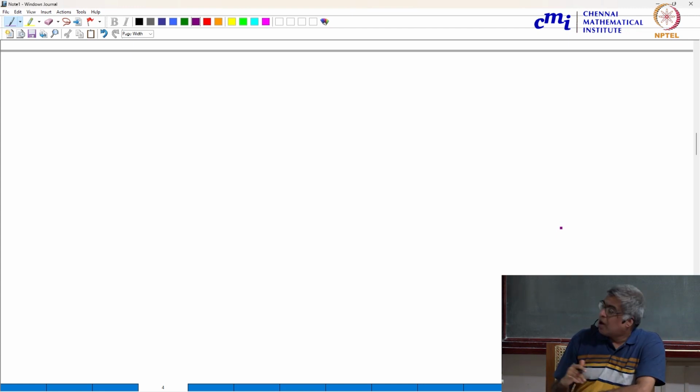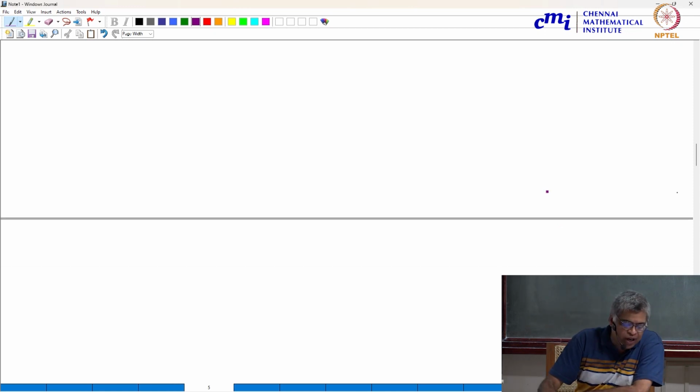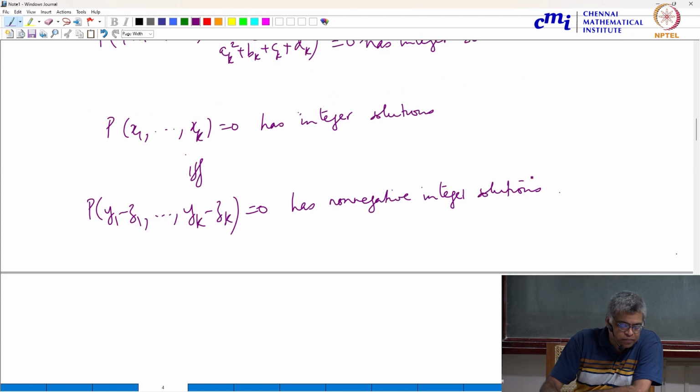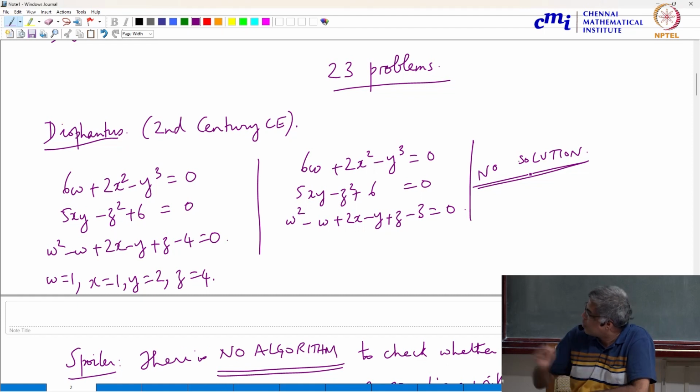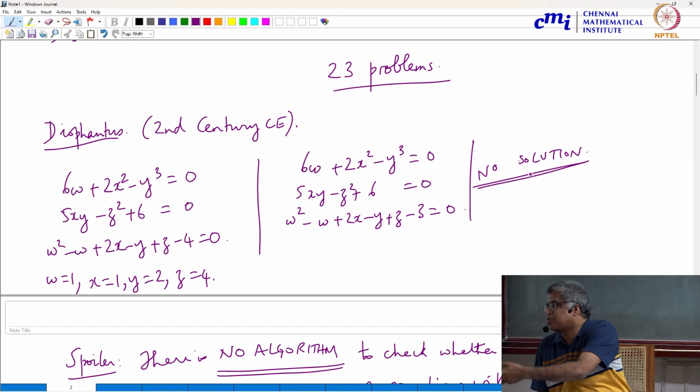So another thing, if there is a solution, like in that earlier example that we had, here w equals 1, x equals 1, y equals 2, z equals 4 is a solution. If I tell you that a system of equations has a solution, how do you systematically find it? Is there a procedure to find the solution? What is the naivest way in which you can find a solution? Try all values for the variables, right?